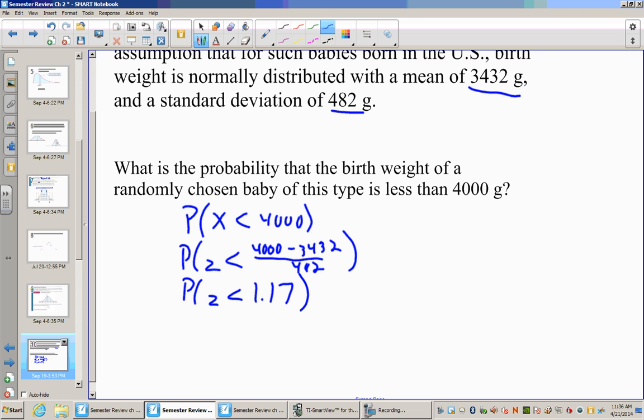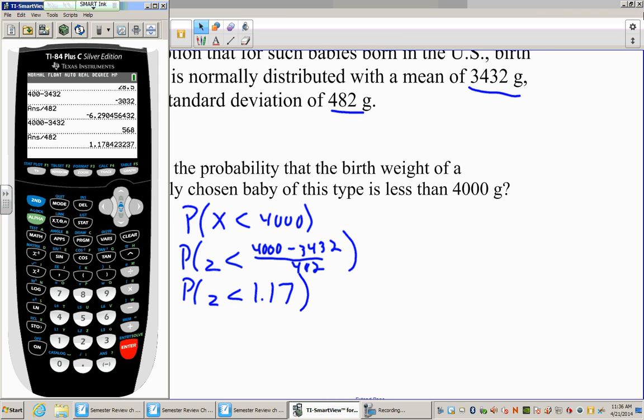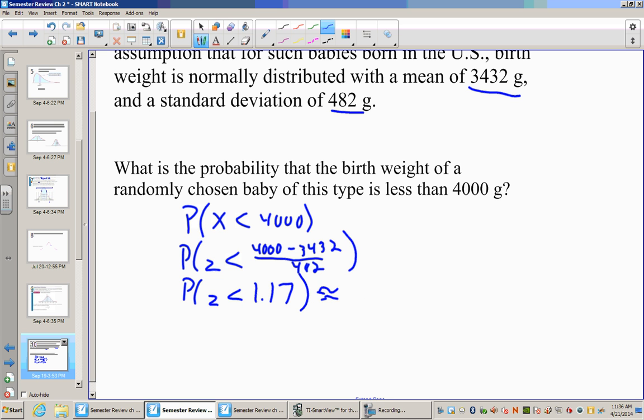Now, we can use a table, or typically what we do is we hit second vars, or variables, to the distribution. We do normal CDF, and we go from negative infinity all the way up to 1.17. And it looks like 87.89, so almost 88% of the data is less than that.